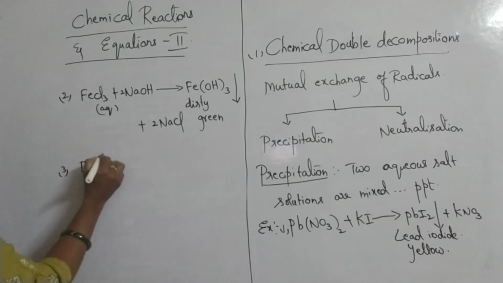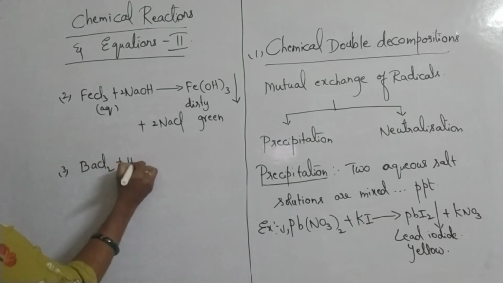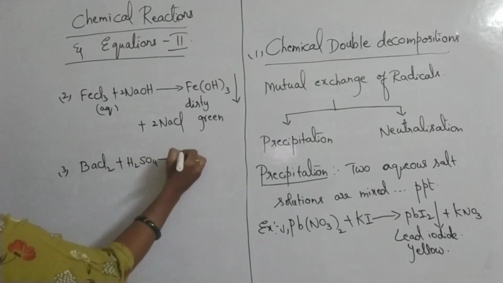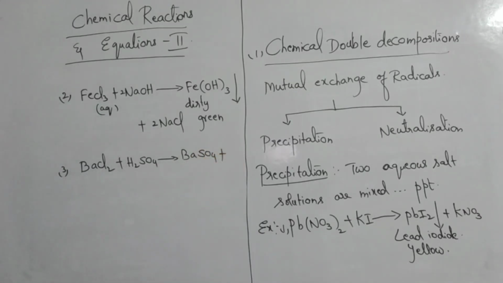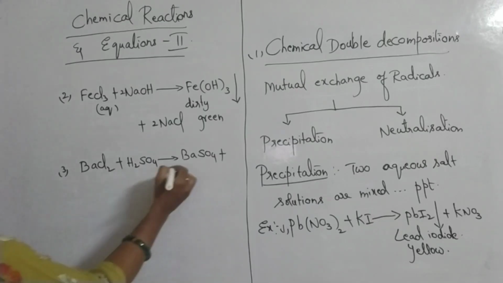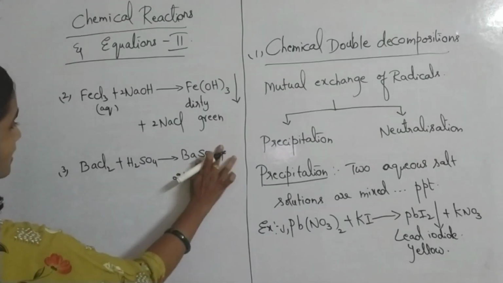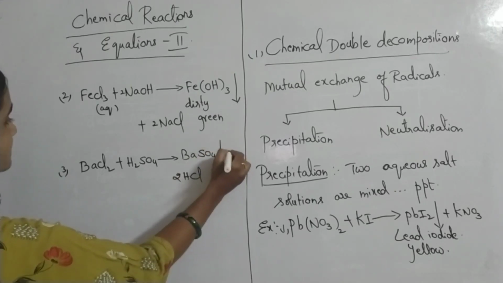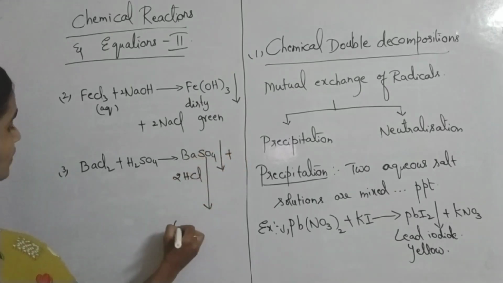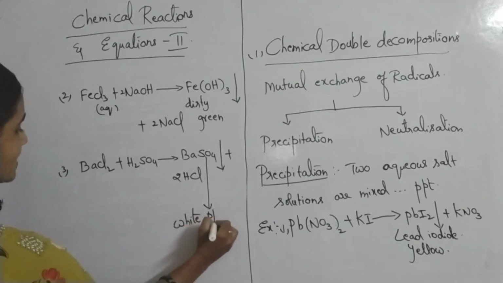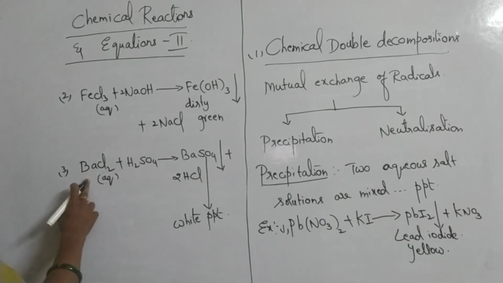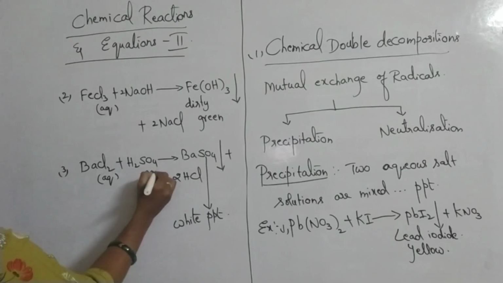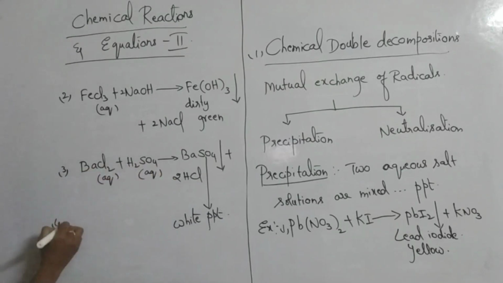Now, next, BaCl2, barium chloride, when it reacts with H2SO4, forms barium sulfate plus 2HCl. So here barium sulfate is the precipitate formed. Barium sulfate is a white precipitate, which is formed when you take aqueous solution of barium chloride and aqueous solution of sulfuric acid. You will get a white precipitate of barium sulfate.